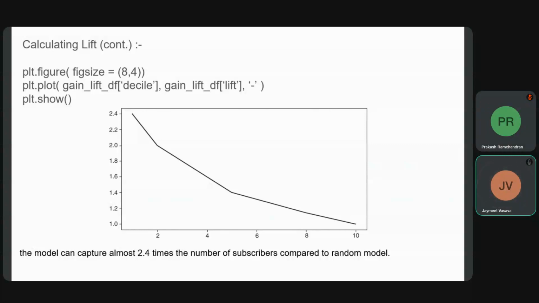So targeting customers using the model can capture almost 2.4 times the number of subscribers compared to the random model in decile 1. This is from the graph, not only from the point: in decile 1 it captures almost 2.4 times the customers versus random guessing. Then it comes to almost 2 for decile 2, and so on.